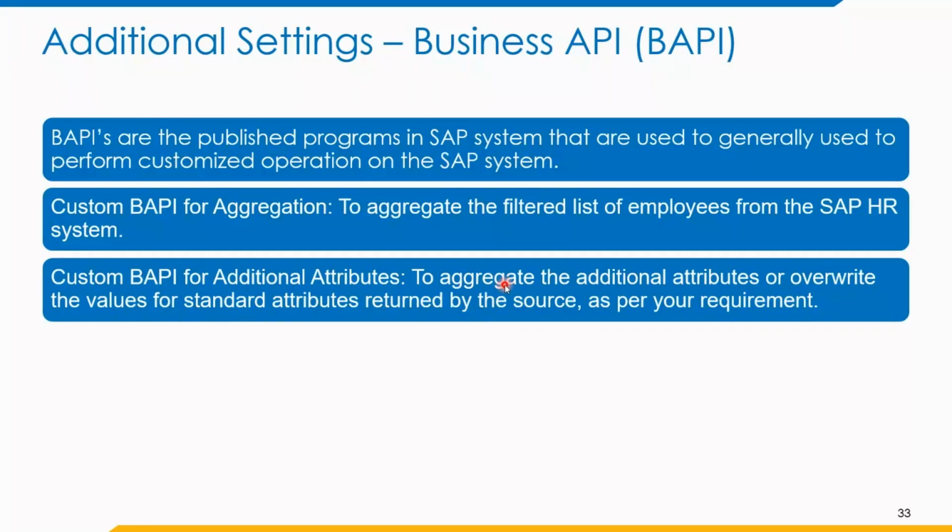These are developed as Java programs or ABAP programs using the business APIs. Generally, ABAP is the language used to develop business APIs, or BAPIs. SailPoint supports two types: custom BAPIs for aggregations and custom BAPIs for additional attributes.